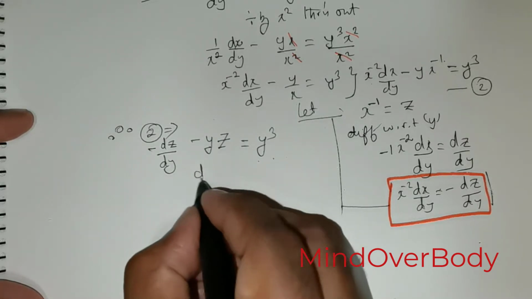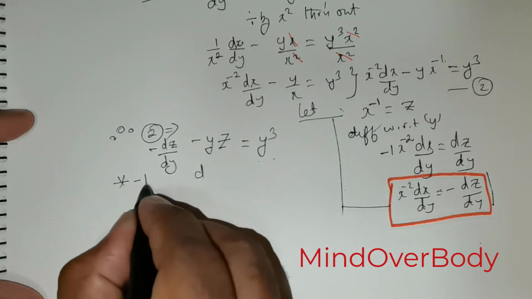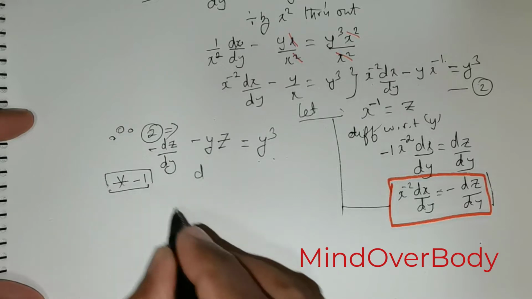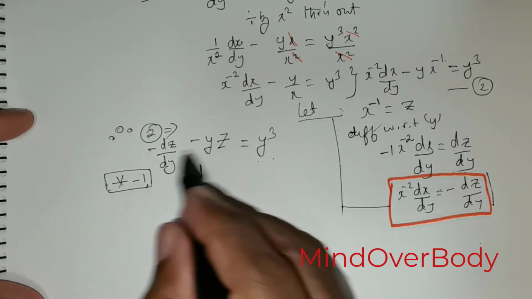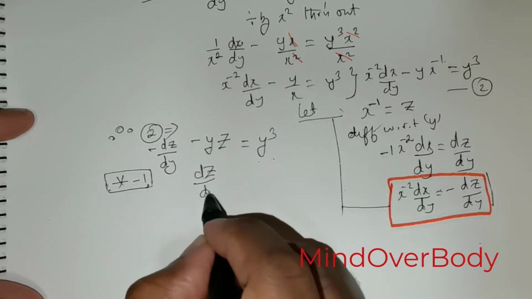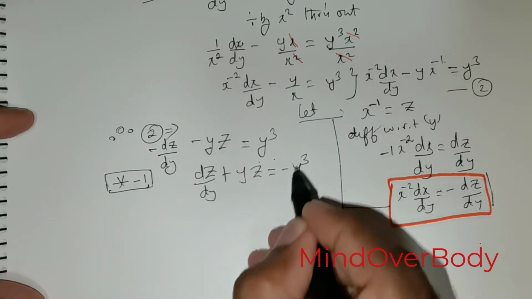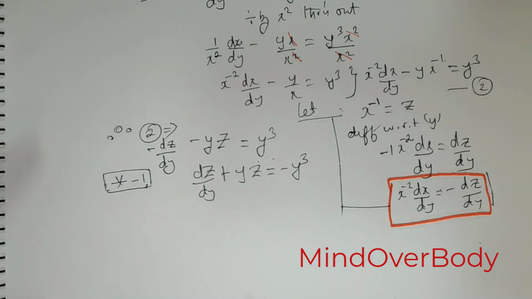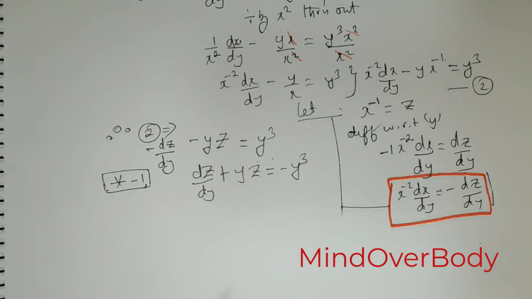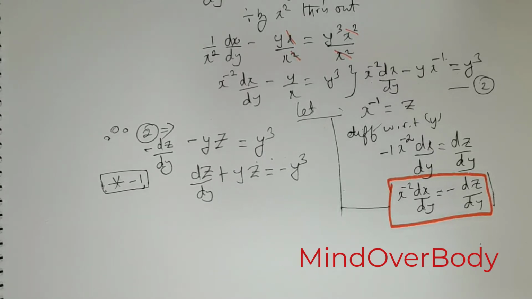Now I can rewrite this by multiplying throughout by negative 1. If I do that, this is going to be dz over dy plus y times z is equal to negative y raised to the power of 3. So this is what I've got. From here, this is a linear differential equation, so we need to find the integrating factor and then solve it.